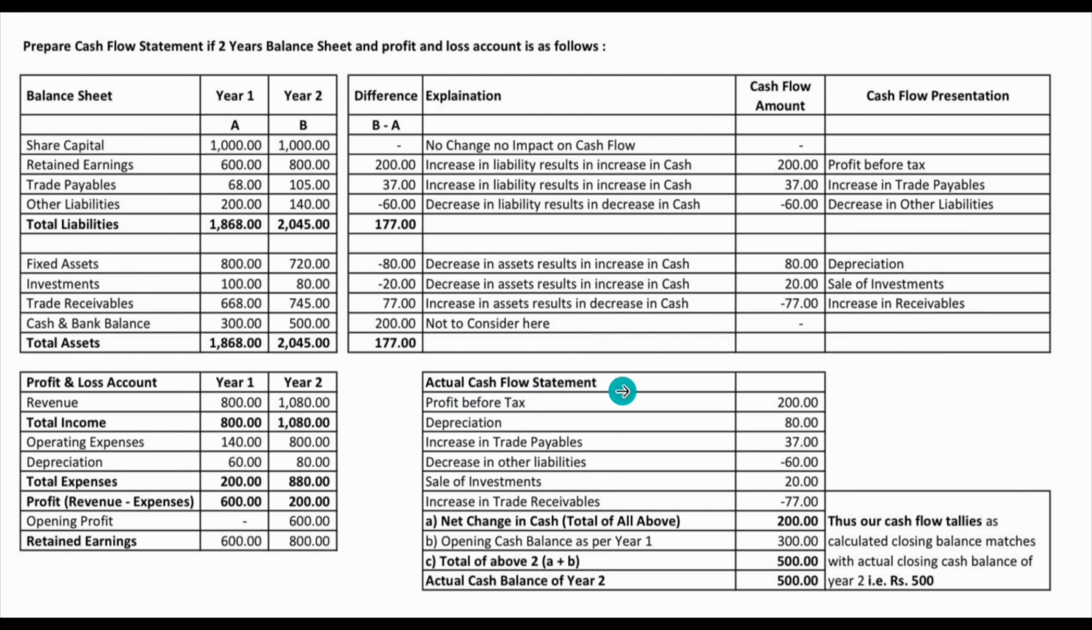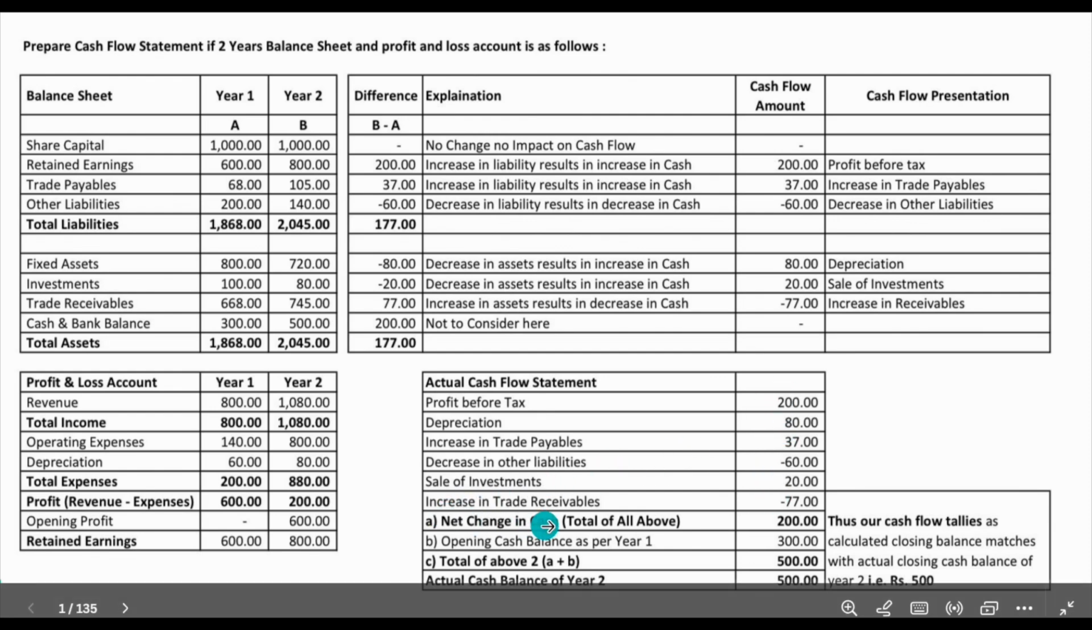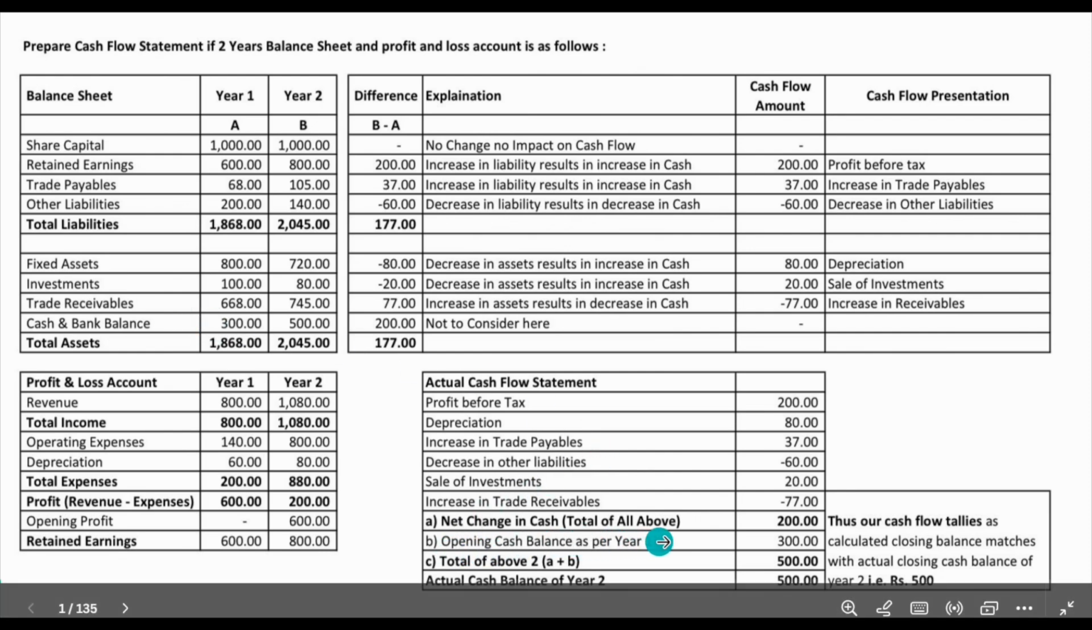So let us prepare, or rather we have prepared, the actual cash flow statement. We have plotted all these differences here in the cash flow statement. So net change in cash, that is the total of all above, is 200. Now the opening cash balance of year 1 is 300. You can see here, cash and bank balance of year 1 is 300. Total of above two, that is A plus B, is 200 plus 300, which is 500.